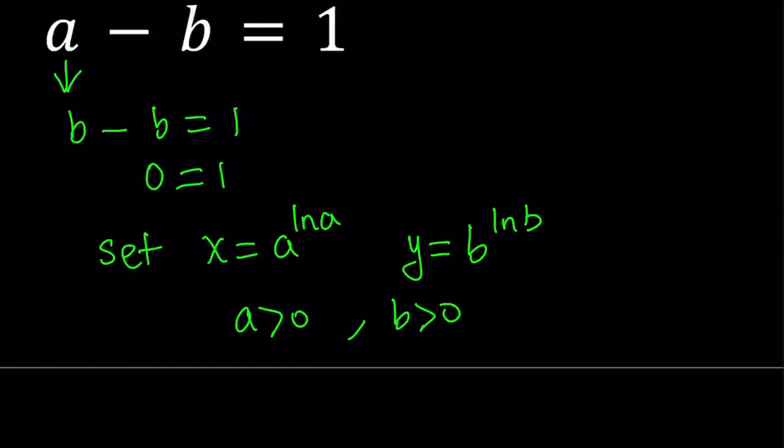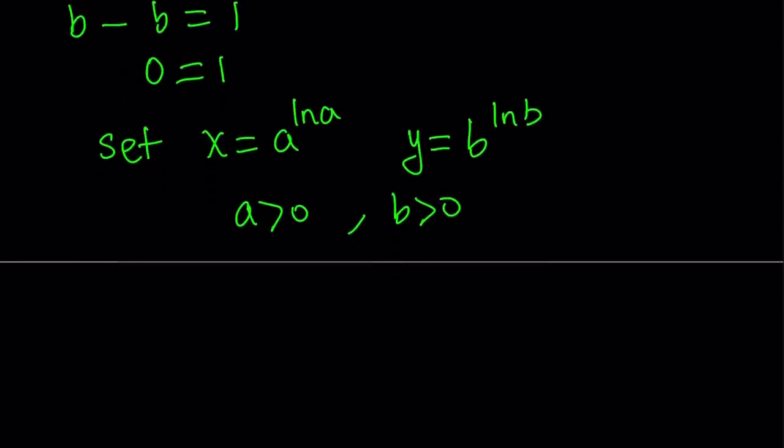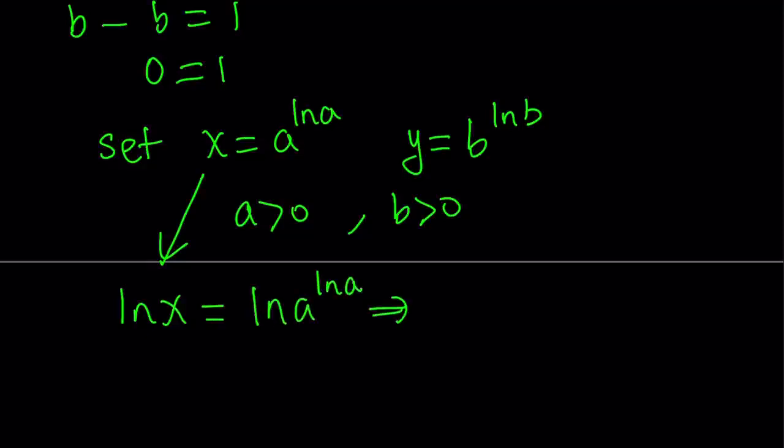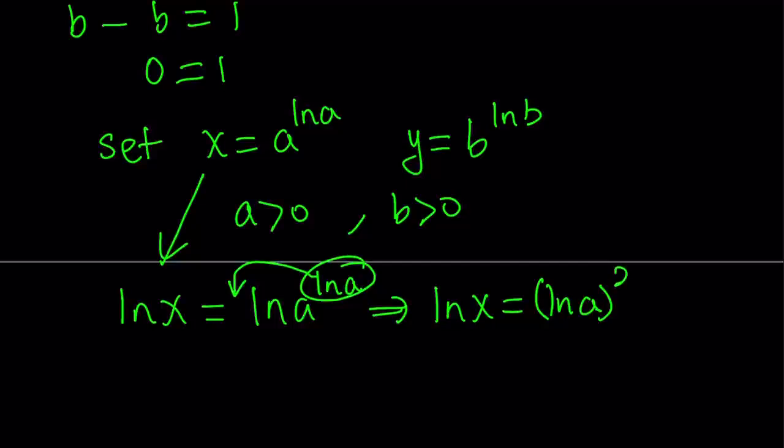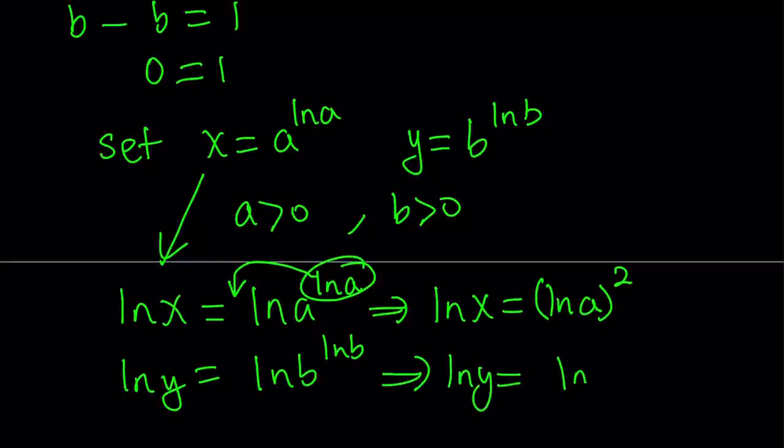Since we have a variable in the exponent, it makes sense if we take ln of both sides. So ln x from here is going to be ln of a to the power ln a, and this implies ln x equals, you know, this is a power, so you can move it to the front. It becomes ln a times ln a, which can be written as ln a squared. Okay? And by the same token, ln y is going to be ln of b to the power ln b, and then from here, ln y can be written as ln b quantity squared. Great.